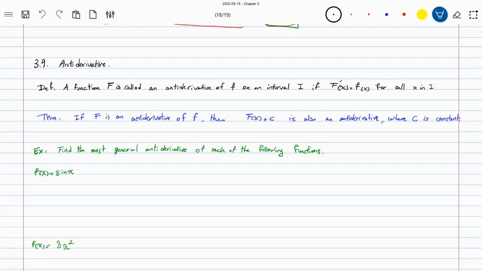Welcome back. Today we're going to talk about antiderivatives. This is the last section from chapter 3, and it's an introduction to the next chapter.